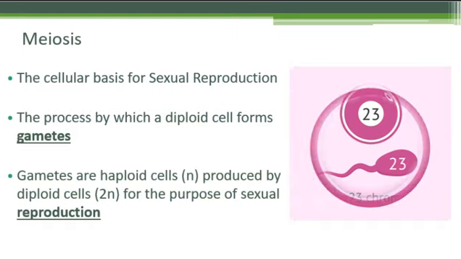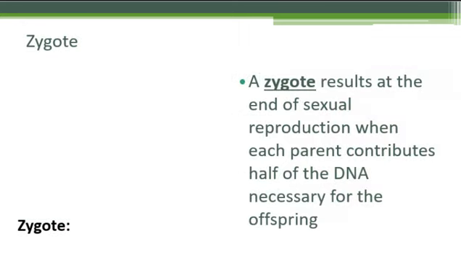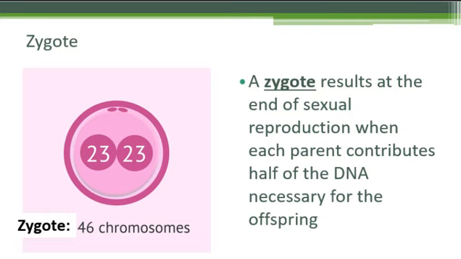We're going to see the 23 and the 23 come together to form a new individual. You have half from mom, half from dad, a new individual. That's a fertilized egg right there. It's a new person. The zygote results at the end of sexual reproduction when each parent contributes half the DNA necessary for the offspring. Right there, 46 chromosomes, also known as a zygote. So a zygote is a fertilized egg, and it's a new individual.